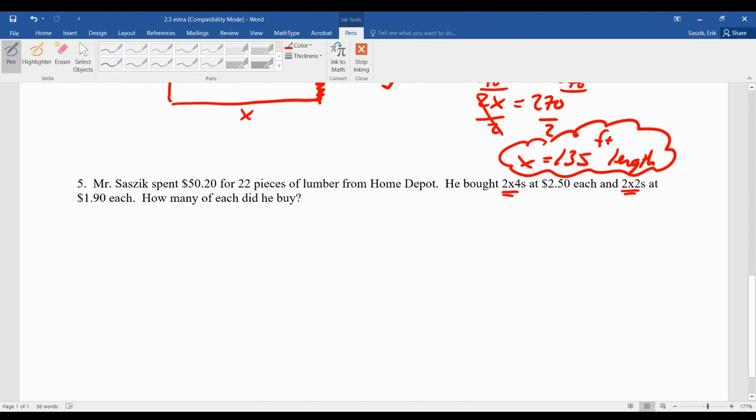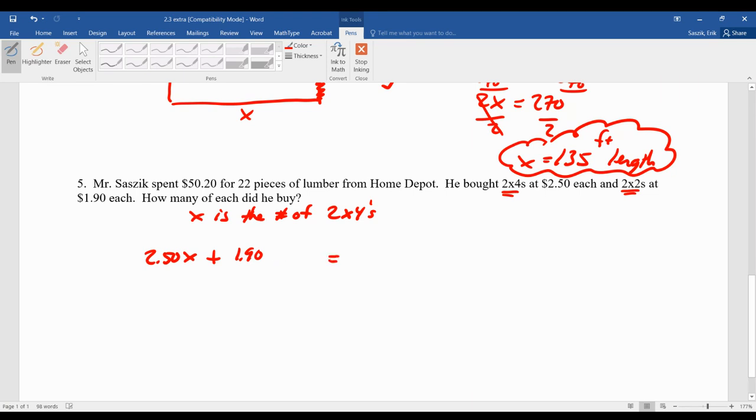So just pick one of them and call it X. So let's say X is the number of 2x4s. Now, I know that we don't know how many 2x2s I bought either, but don't worry about that right now. So 2x4s, they cost $2.50. So $2.50 times X would be the amount of money I spent on 2x4s. But I also spent money on 2x2s. They cost $1.90. And I have to multiply that $1.90 times how many of those I bought. That's the tricky thing. We're going to do that in just a second.